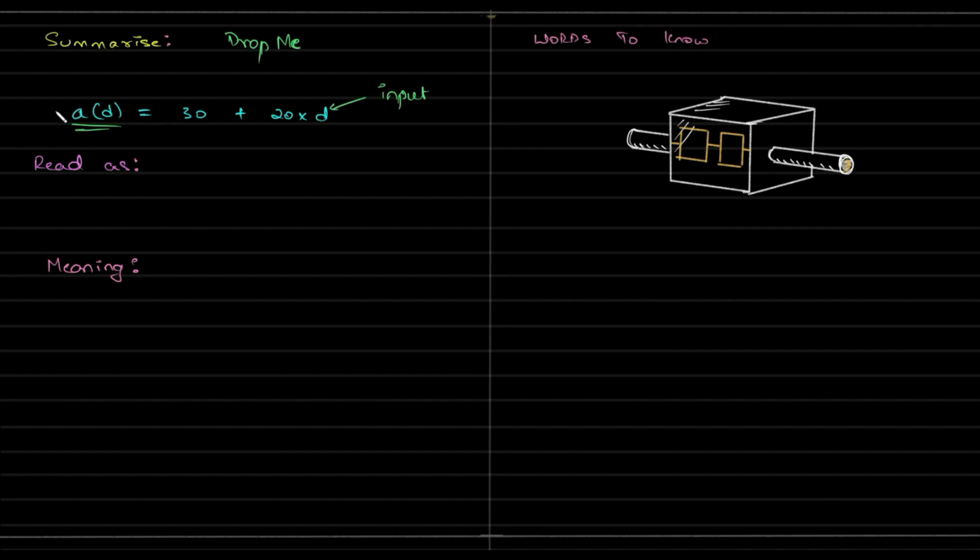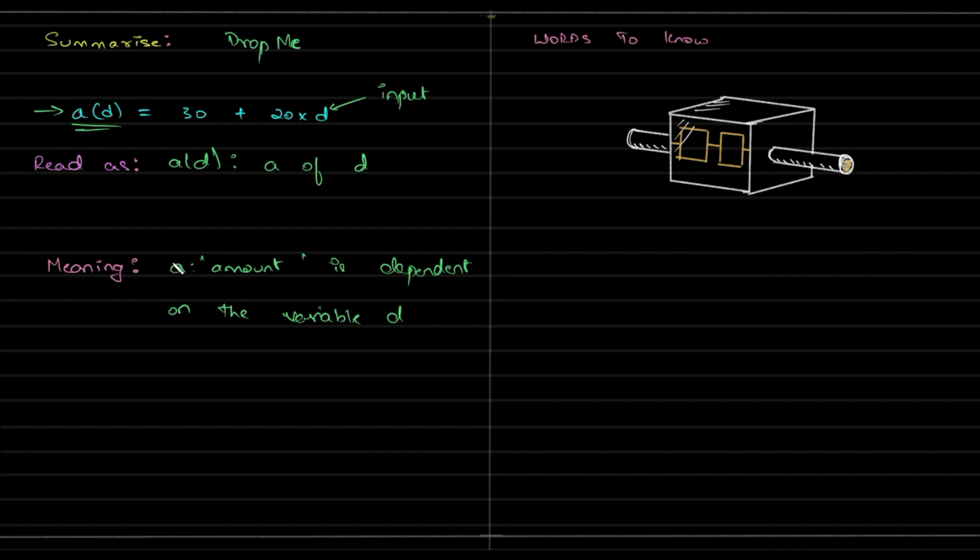So this was your mathematical expression. Let's understand what is there on your left-hand side, A of D. This is read as A of D. What does it mean? A, which is nothing but the amount to be paid by the customer, is dependent on the variable D. Okay, so that's what it means.